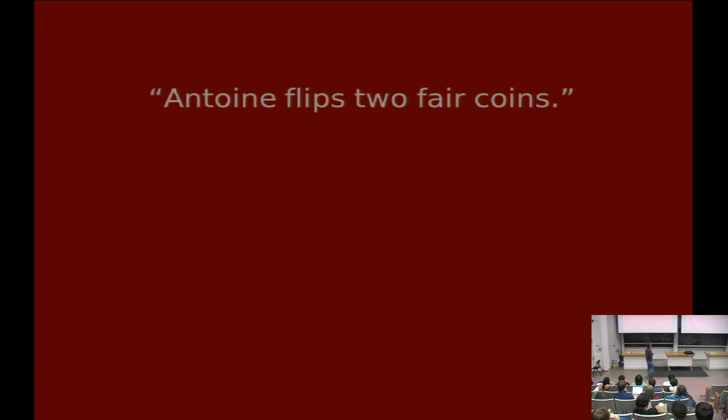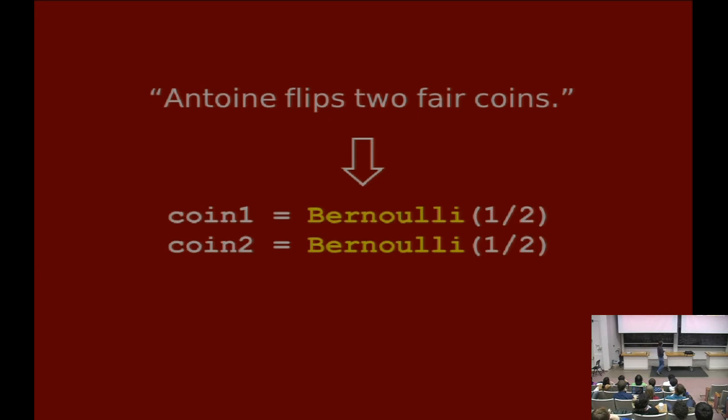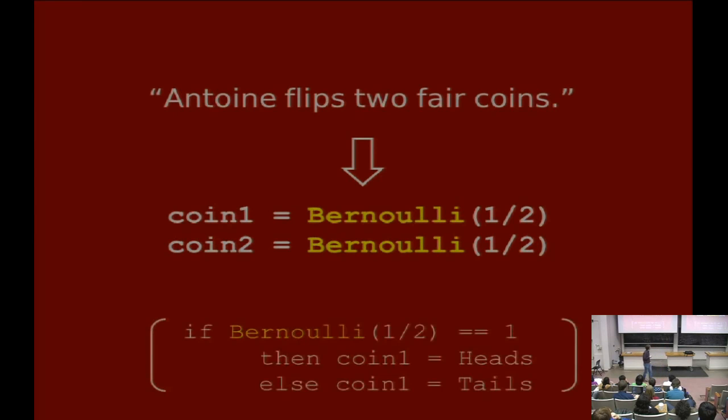Okay, so let's see. If I say somebody flips 2 coins, that's a 50-50 draw of 0 or 1. You can convert these to heads or tails if you want, but usually we'll just stick to 0s and 1s. So this would be 2 coin flips, Bernoulli half. You don't have to do this if you don't want to, but you can if you want to.